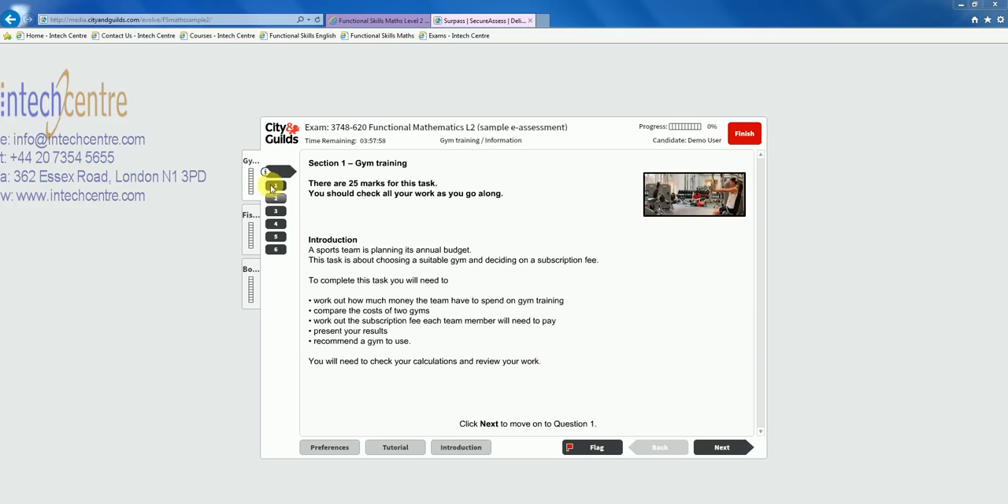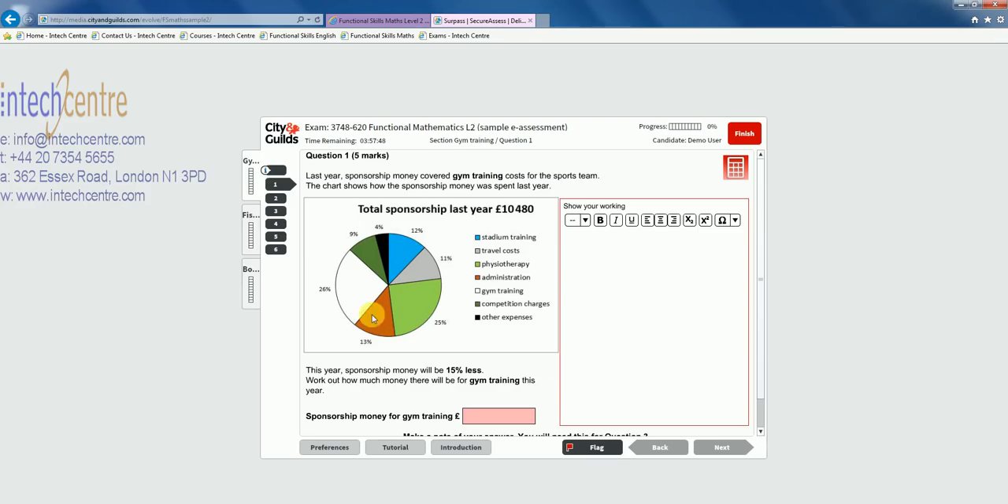You can also click the tab buttons to move from question to question, as this is task 1, task 2, task 3. These are the section buttons and these are the question buttons. So we're just going to click next. So question 1 is worth 5 marks.